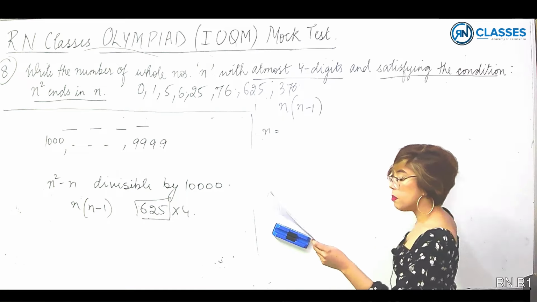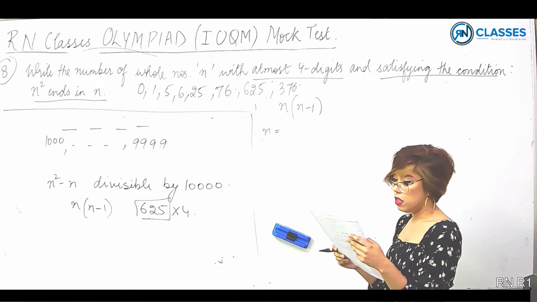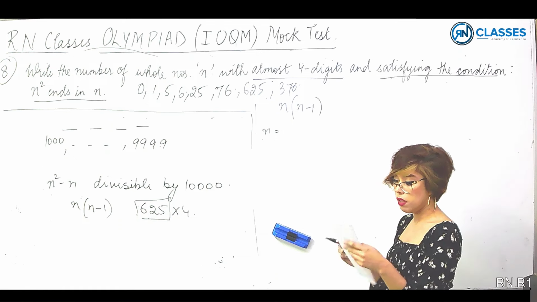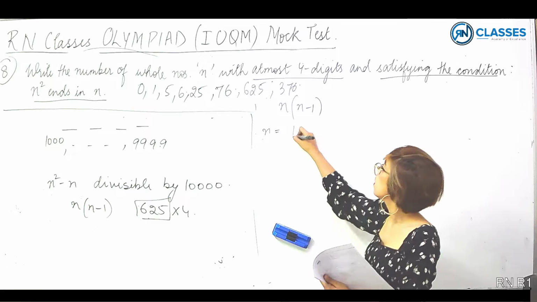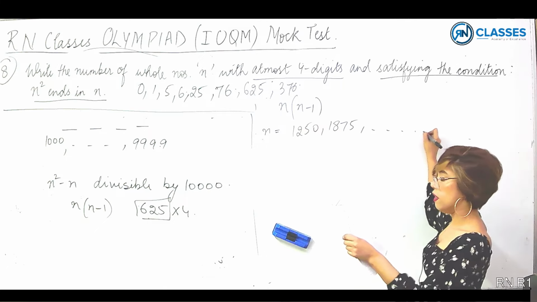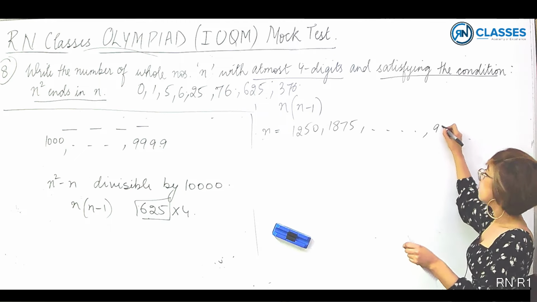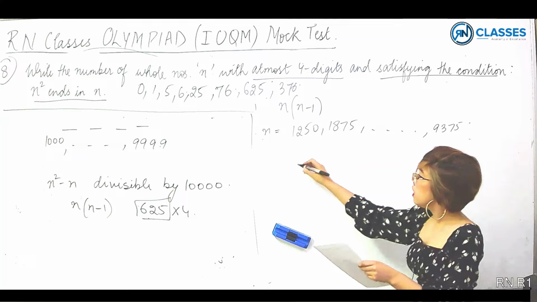Right? You can write the numbers. I will leave that up to you. Right? Now where will we start? We will start at 1250. Right? Then 1875 and so on, and going on like this we will come to 9375. I think you will write 9375 and minus 1.